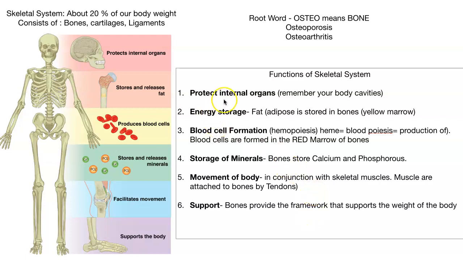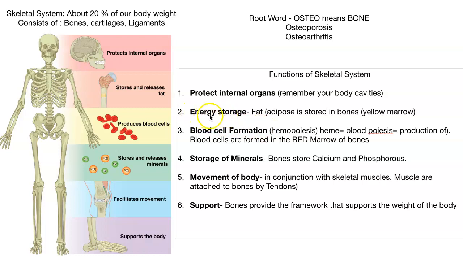So number one, this one you already know, protects internal organs. Remember your body cavities? So cranial cavity protects the brain. The vertebral cavity protects the spinal cord, thoracic cavity, the lungs and the heart, and the pelvic cavity, the bones of the pelvis, protecting the bladder, and in the female, the uterus.